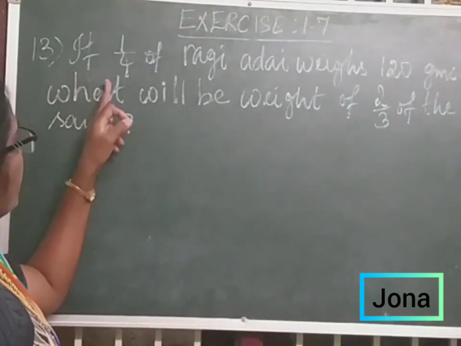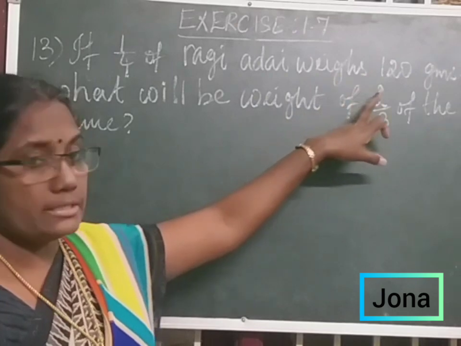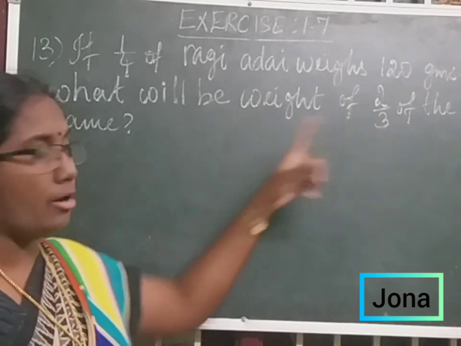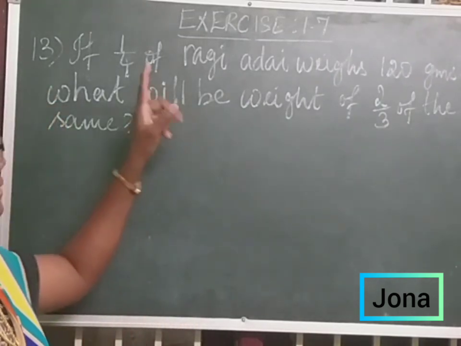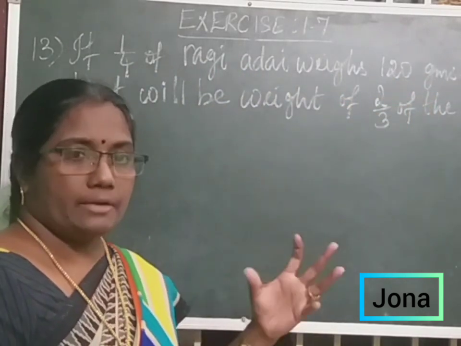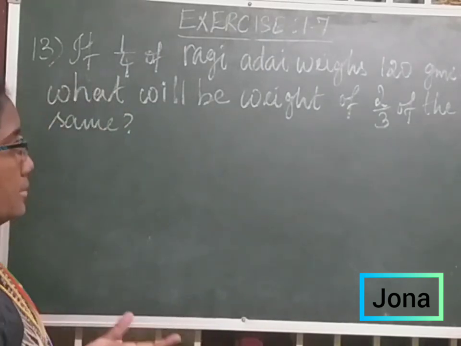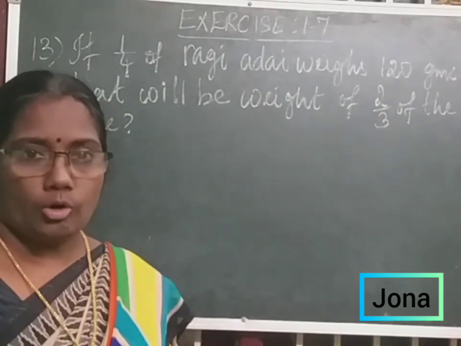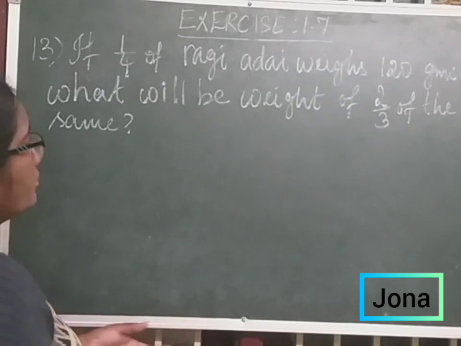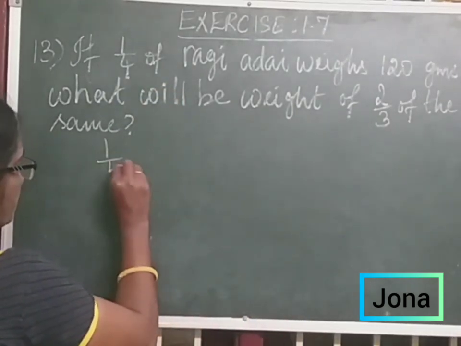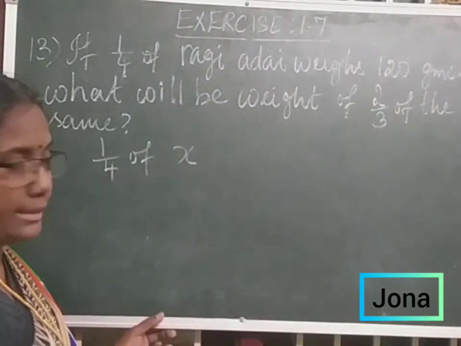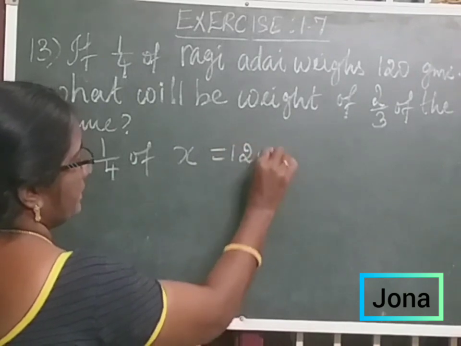13th sum. If 1/4 of ragi adai weighs 120 grams, what will be the weight of 2/3 of the same? Here it is given 1/4 of the ragi adai is 120 grams. We want to find the weight of the whole ragi adai. The weight of the full ragi adai, we don't know about that, so we want to find that first. So let it be x now. So this 1/4 of x, it's nothing but the full ragi adai, it's nothing but 120 grams.